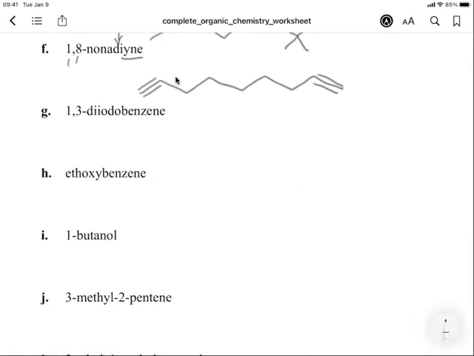For part G, 1,3-diiodobenzene. Remember, benzene is an aromatic hydrocarbon. It's a 6-carbon ring. Put the circle in there. I always start at the top for I, and you can either go clockwise or counterclockwise, doesn't matter. Go clockwise, diiodo. I don't actually remember what ethoxy is. Let me look that up very quick. Since it's here, ethoxy, nope.